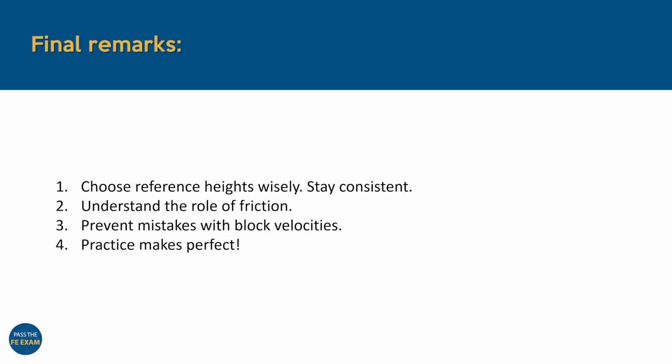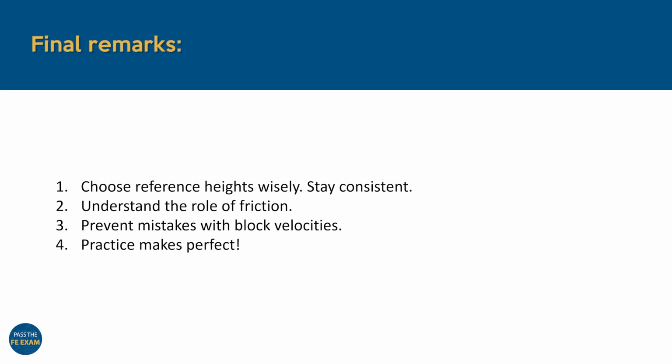Before we wrap up, let's go over a few key takeaways from this problem. First, always be strategic when choosing reference heights for potential energy. Here we set them at the final positions of the blocks to simplify our equation. But remember that you can choose them at any location that makes the most sense to you. The key is just to stay consistent with your choice. Secondly, don't forget to account for friction when dealing with rough surfaces. In this problem, friction worked against block A, so we had to include its negative impact on the system's energy.